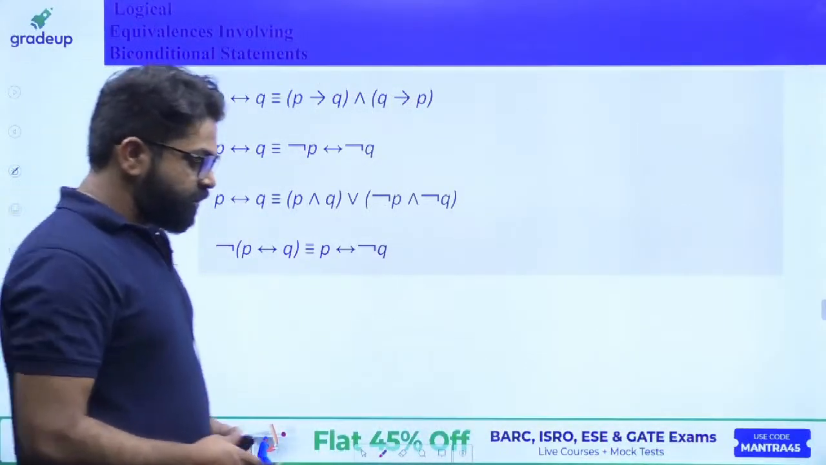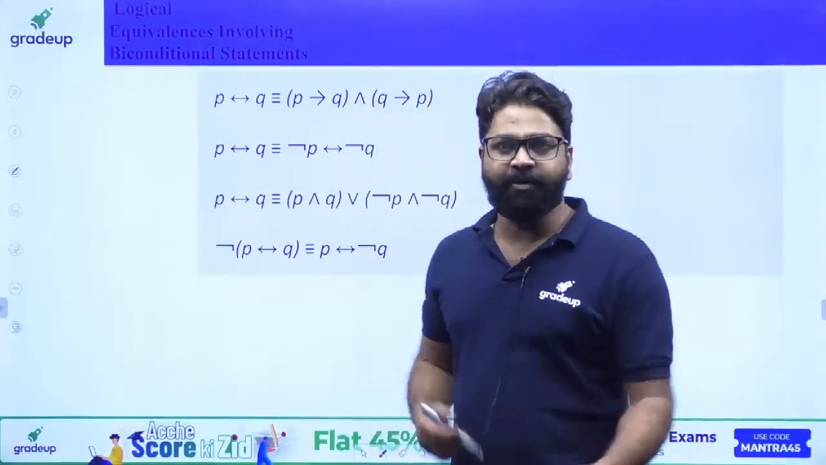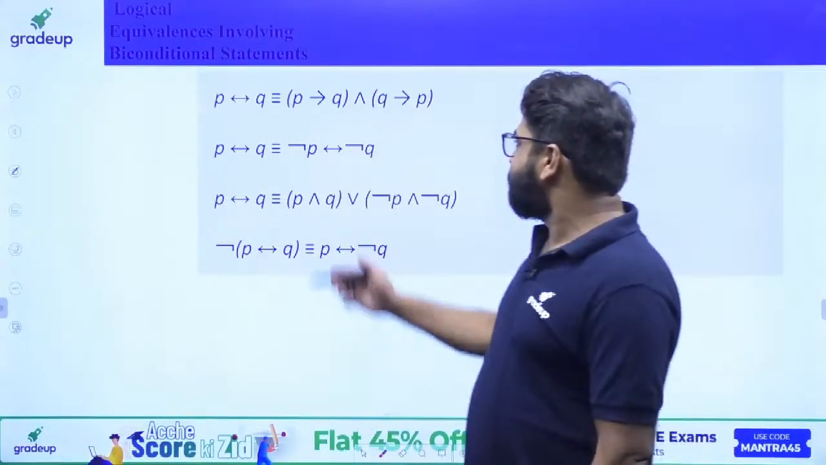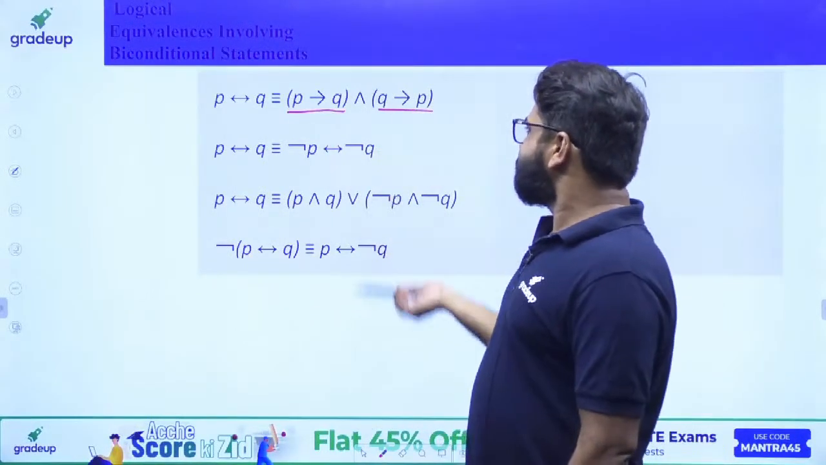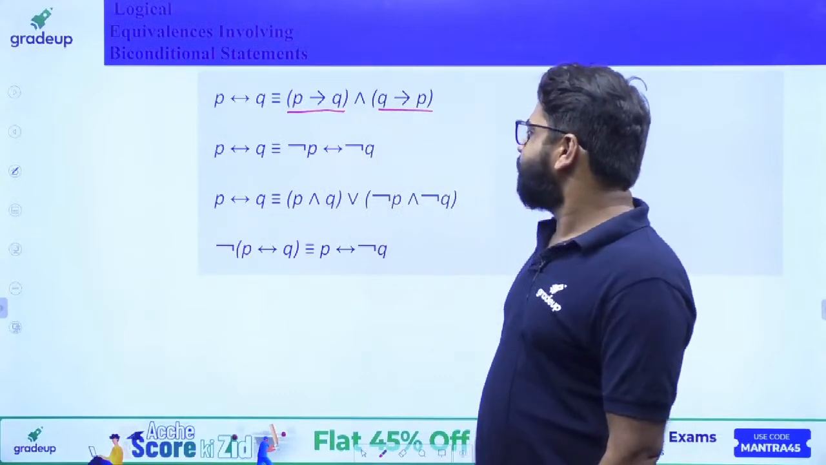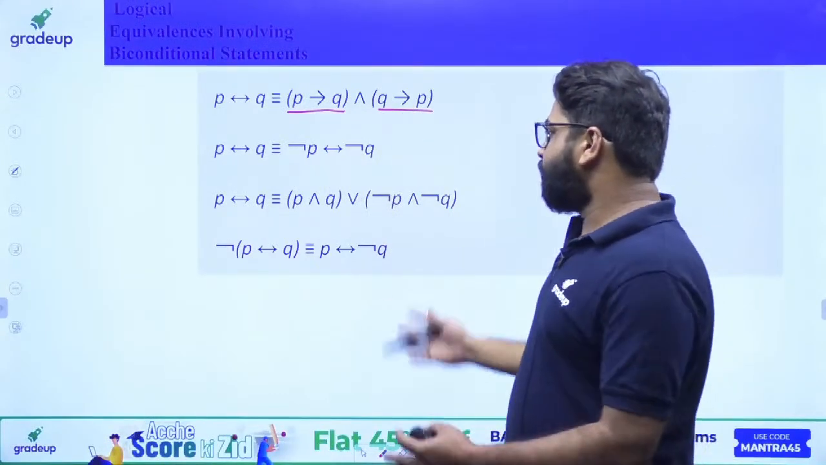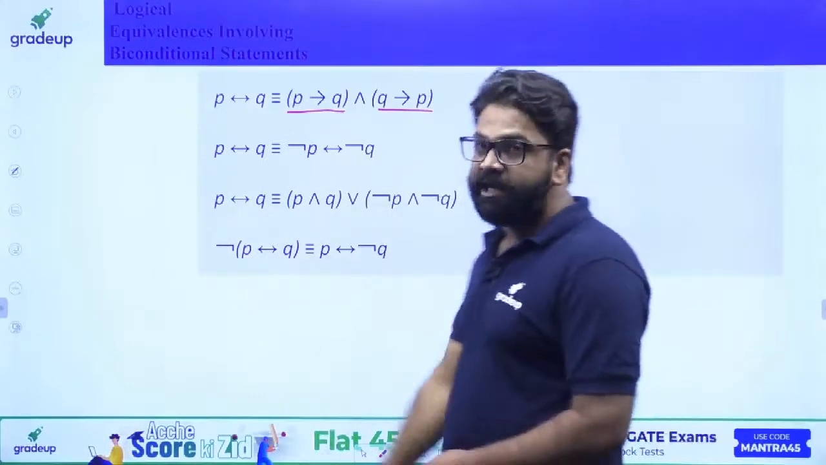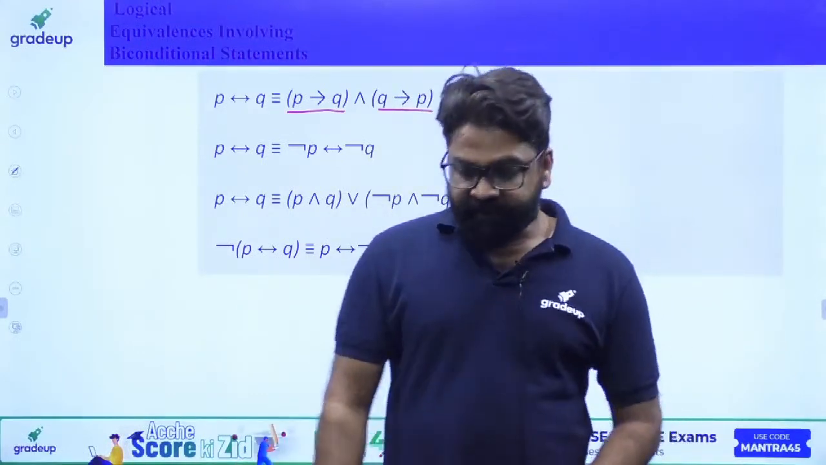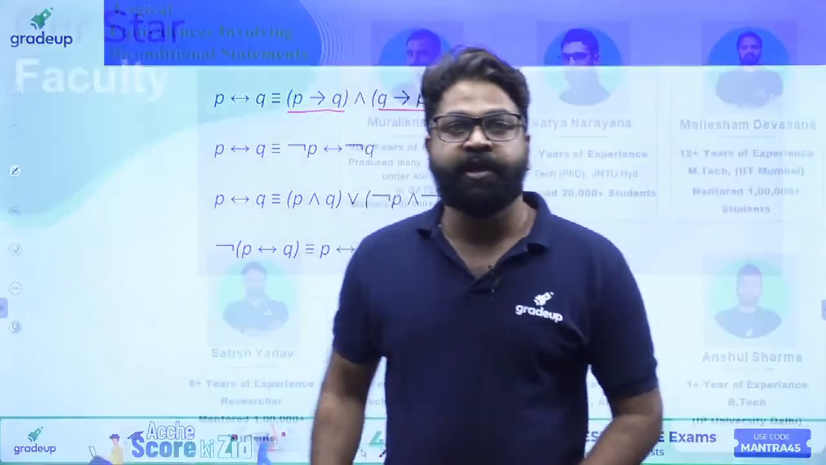And double implication. For double implication, you can have your own rule. It's so simple actually. P implies Q, Q implies P. So here you will have n number of formulas. So this is the whole concept regarding logical equivalence. That's it for today, and thank you so much for joining me.